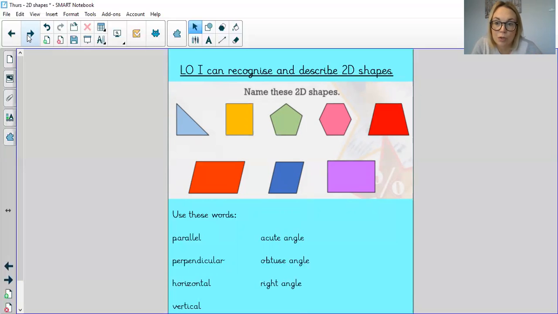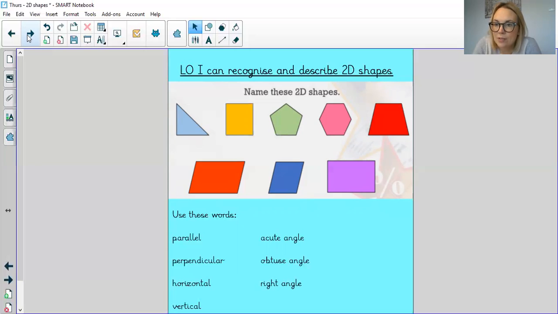The square has got 2 sets of parallel lines, the horizontal ones and the vertical ones. Okay, horizontal and vertical. Think about, has it got any perpendicular lines? Those are lines that meet at a right angle. Okay, so I would say the square has definitely got perpendicular lines.